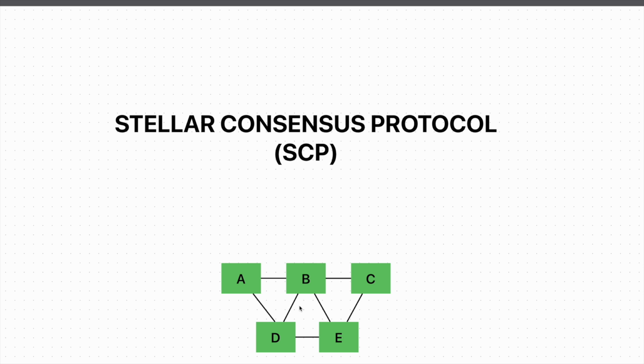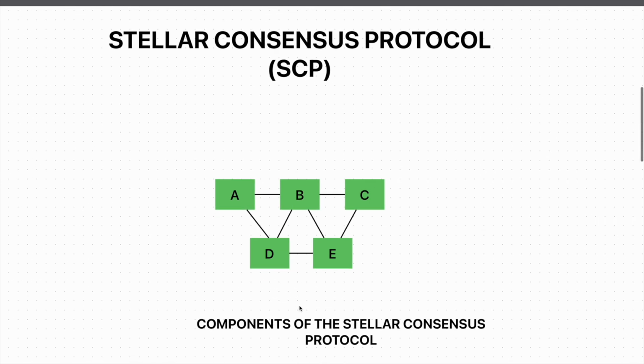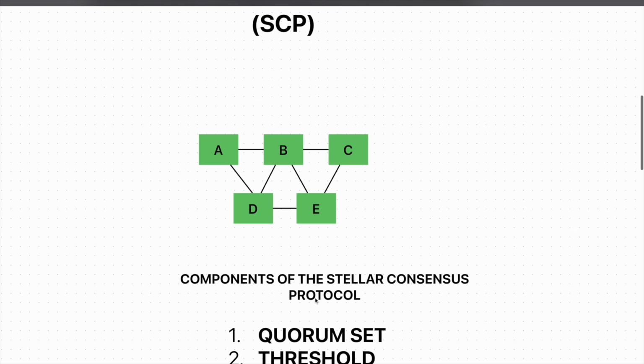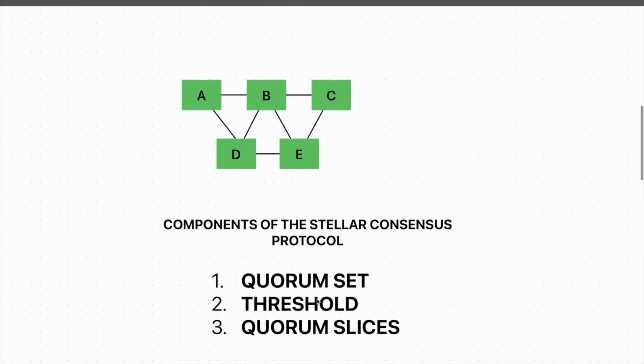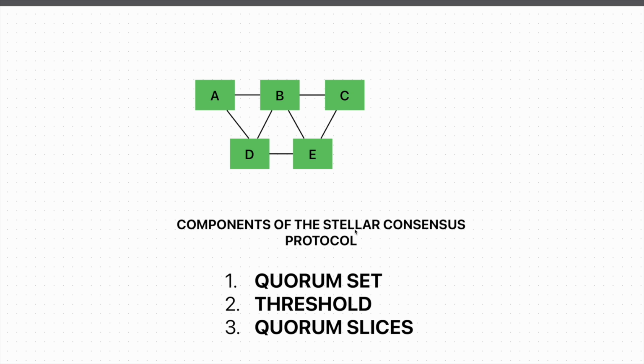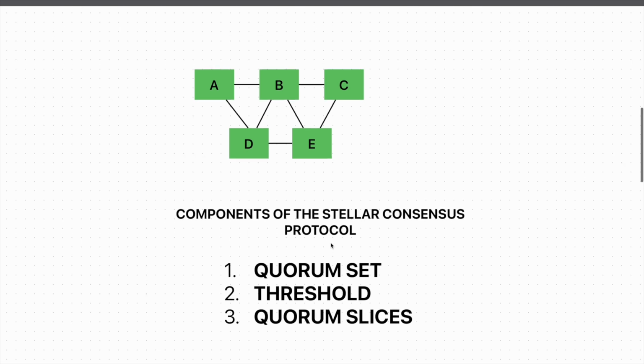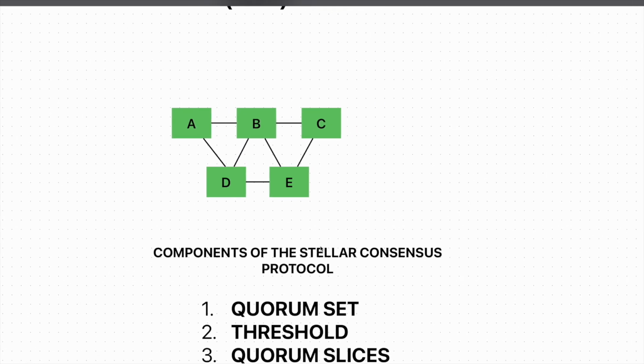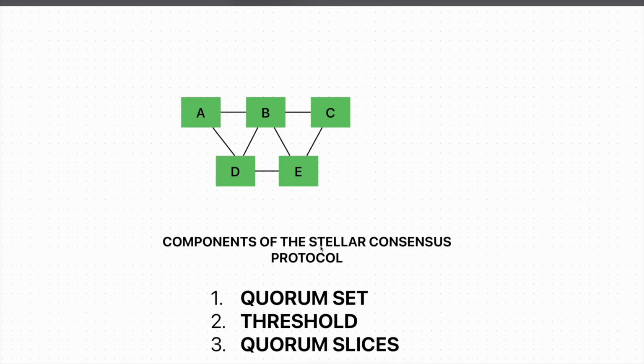That's basically that. And now there are different components, right? Let me call these the components of this SCP, the Stellar Consensus Protocol. Let me increase this a bit. So let's look at the components of the Stellar Protocol, right? These are the components. We've talked about this.